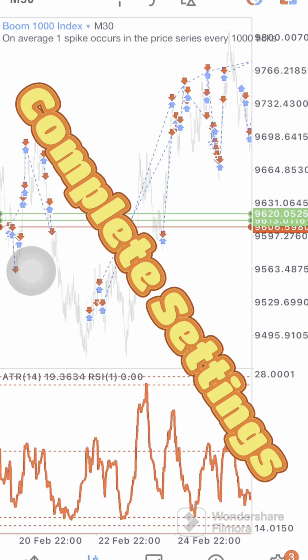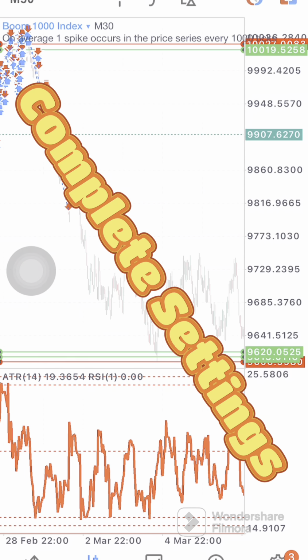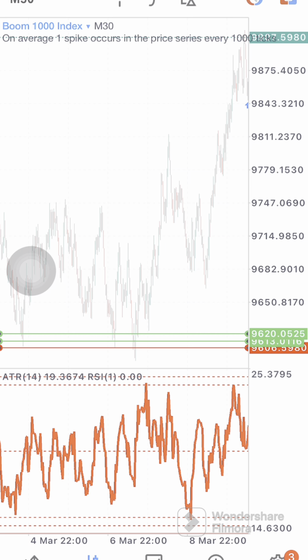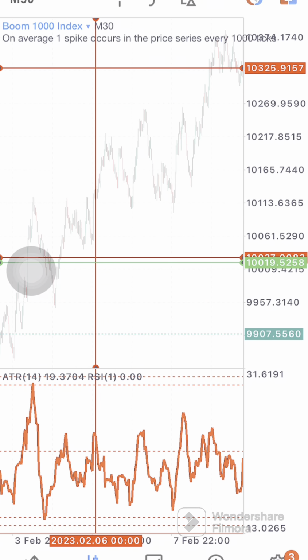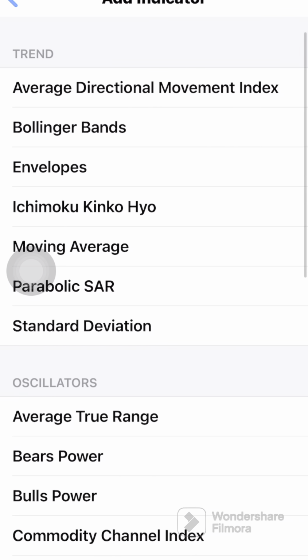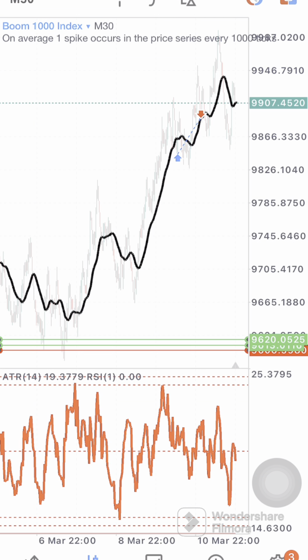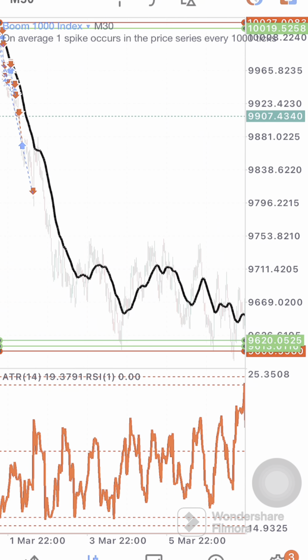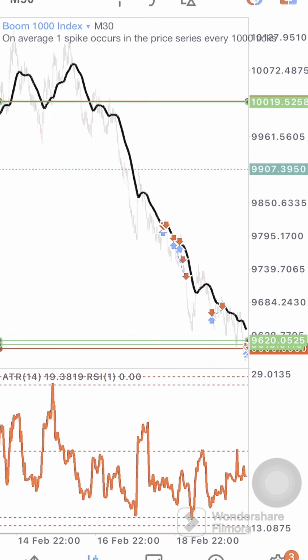So this is the strategy. What I want you to understand is that the strategy is purely based on price action, so it doesn't have too many settings. We only have the ATR, and I'm going to add a moving average on the main chart. Let's add a 21 exponential moving average on the main chart. So let me give you the settings.